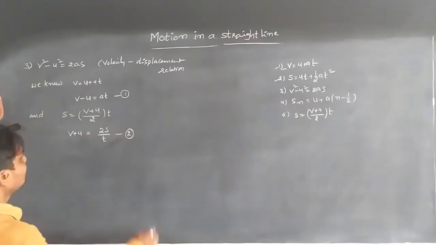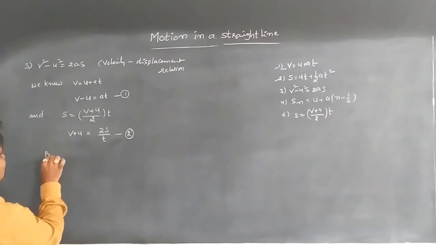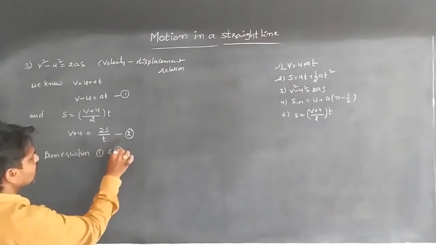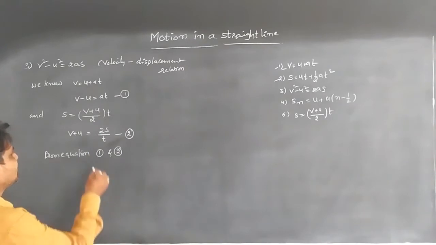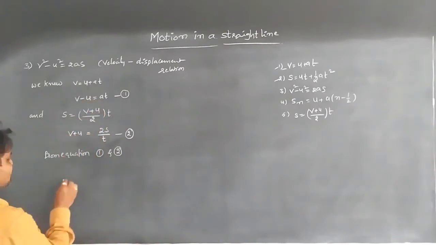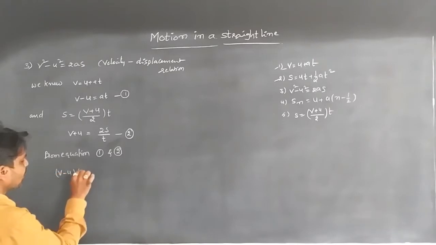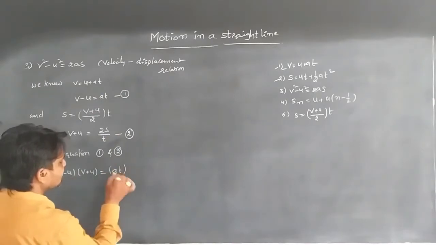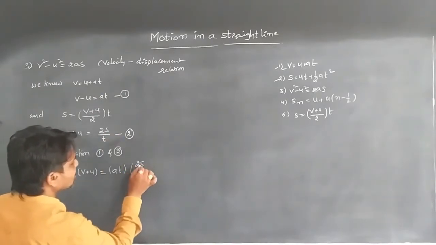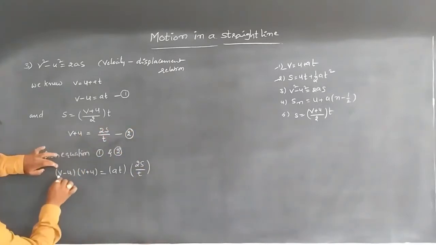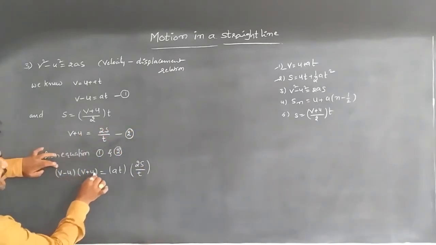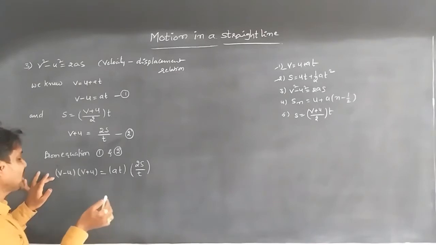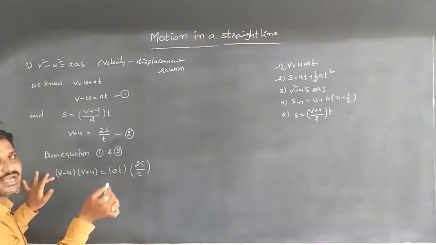From the two relations, from equations 1 and 2, we can write that v minus u into v plus u is equal to at into 2s by t. In case of a minus b into a plus b, from the mathematical formula we know that a minus b into a plus b is equal to a square minus b square.